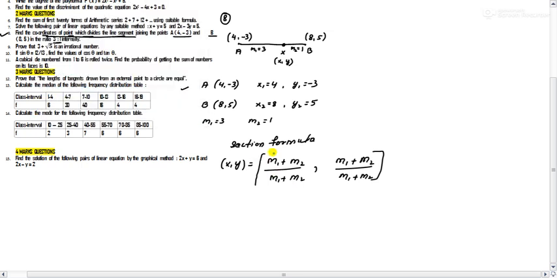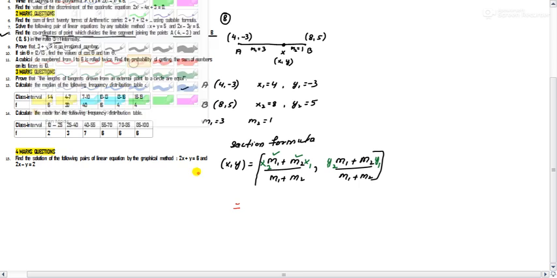Now this value is x and this is y, right? So here wherever you have m1, write x2. Wherever you have m2, write x1. And here same, wherever m1, write y2. Wherever you have m2, write y1. So this becomes the formula. Are you getting it? It's easy to remember, right? Now substitute the values. You'll get the answer.